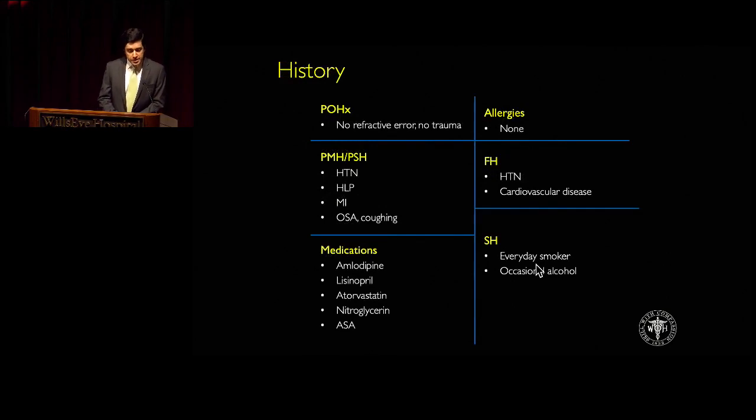So regarding the patient's history, he didn't have any positive ocular history, no known refractive error. He did have significant cardiovascular risk factors, including hypertension, hyperlipidemia, a history of MI, obstructive sleep apnea, and interestingly, he had pretty severe coughing episodes in the days leading to him becoming symptomatic. He was on a host of cardiovascular medications, just aspirin regarding blood thinning agents, and he had a very strong positive family history for hypertension and cardiovascular disease and was an active smoker.